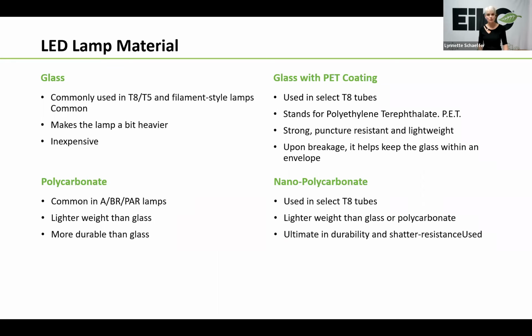While a glass lamp with a PET coating is not as resistant to breakage, when it does break, all of those little pieces will remain intact in an envelope. Now, the last one to mention is nano polycarbonate because it is getting to be more popular. This one here is extremely light in weight. It's actually lighter in weight than a polycarbonate. The biggest thing to take away here is there's a difference between the glass, the glass with PET coating, the polycarbonate, and of course the nano polycarbonate being so lightweight.